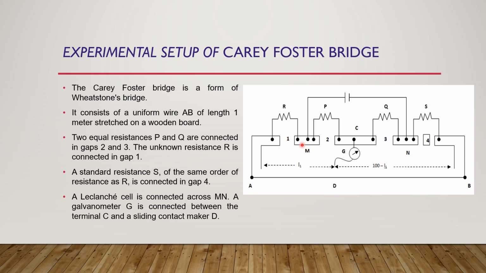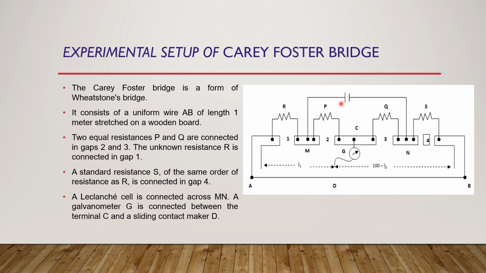This is an experimental setup for the Carey Foster Bridge. It is a form of Wheatstone's bridge. It consists of a uniform wire AB of length 1 meter, which is stretched on a wooden board. 2 equal resistances P and Q are connected in gap 2 and 3. The unknown resistance R is connected in gap 1. The standard resistance S of the same order as the resistance R is connected in gap 4.